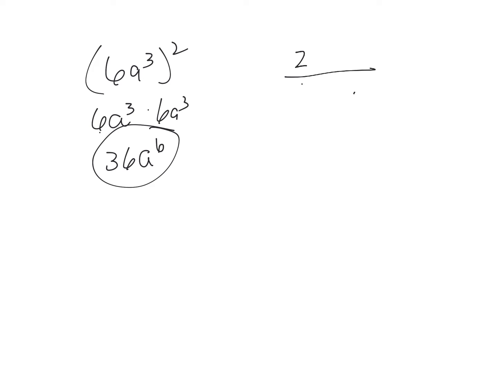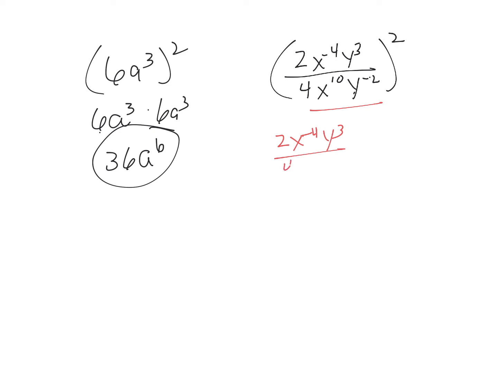So if I have (2x^-4 y^3)/(4x^10 y^-2), and I take all that to the power of 2. Remember what this is saying is this whole base, 2x^-4 y^3 over 4x^10 y^-2, times itself, right? So we're going to do that again. Now, if that was 3, it would be 3 times, okay?